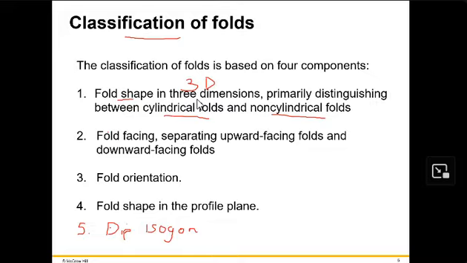So we have both cylindrical folds and non-cylindrical folds when we try to talk about the fold shape in 3 dimensions. And then if we think about fold facing as a criteria for classifying fold, we have upward facing folds or downward facing folds. And this is where we now have what? Anticline. Okay? Do you still remember? Anticline and what? Syncline.